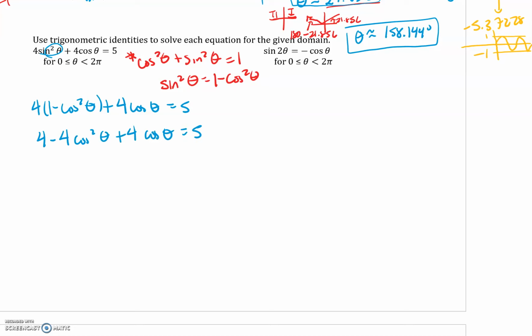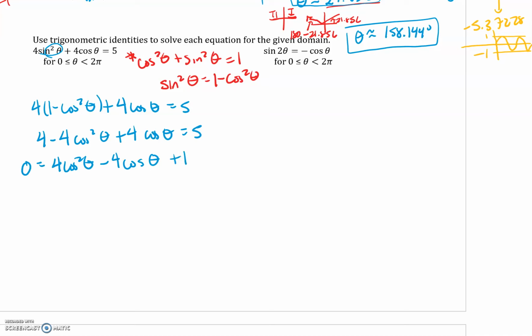Remember, we want one side of the equation equals 0 because I do see it's a quadratic, because we have a cosine squared. So I'm going to take away that 5. Actually, I'm going to move everything to the right. So I'm going to subtract this 4, add the 4 cosine squared theta, minus the 4 cosine theta, because I'd rather not have a negative in front of my cosine squared. So I'm going to put the 0 here on the left. So -4 cosine squared theta moving to the other side becomes a positive 4 cosine squared theta. Positive 4 cosine theta becomes a negative 4 cosine theta. And then 5 minus 4 is positive 1.